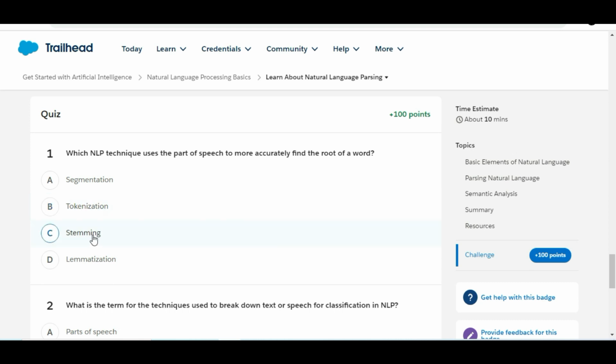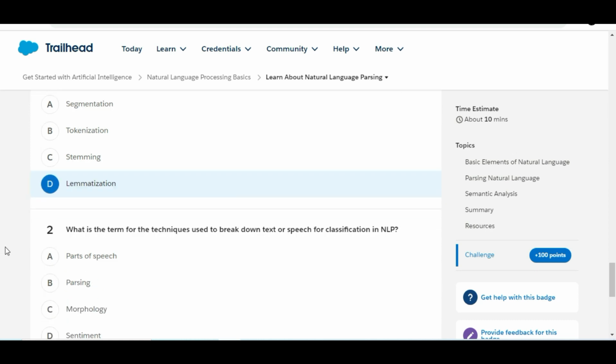Third option is stemming. This is also false. In stemming, words are reduced to their root or stem, but it may not lead to the most accurate stem. Fourth option is lemmatization. So yes, D is the right answer for the first question. Lemmatization is quite similar to stemming, but it also takes part of speech into consideration, hence it arrives at a valid root word. So D is the right answer for the first question.